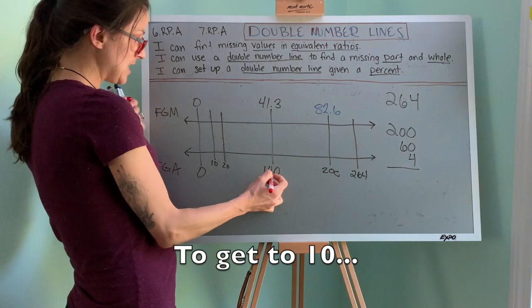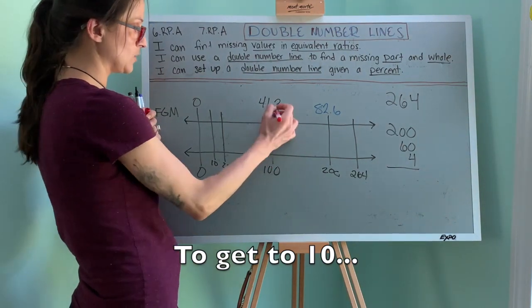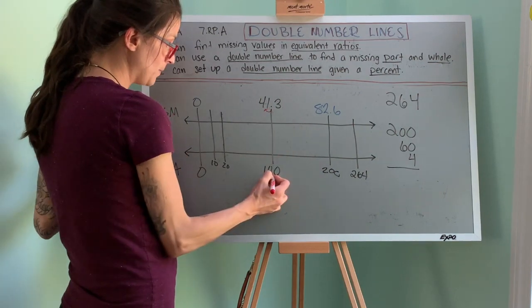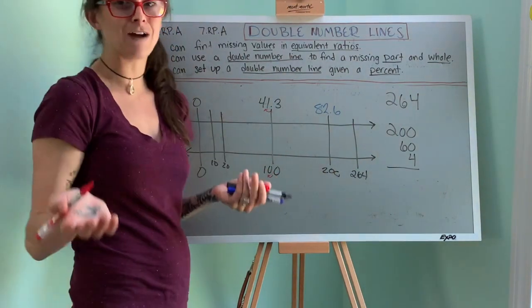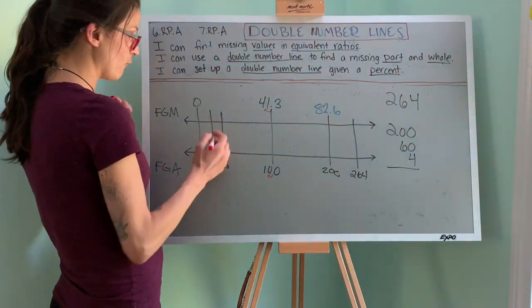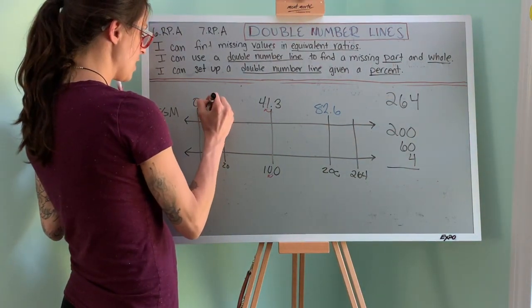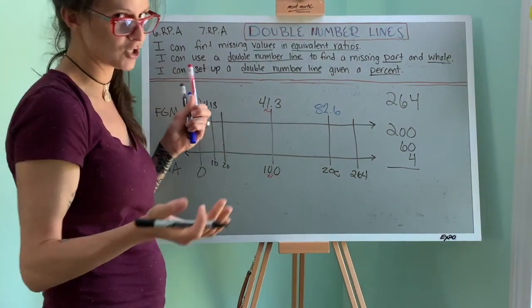So if he attempted 100 field goals and made 41.3, I just have to move that decimal back one place value because we're dividing by 10. I know that for 10 attempts, he will have made 4 13/100ths of a shot.